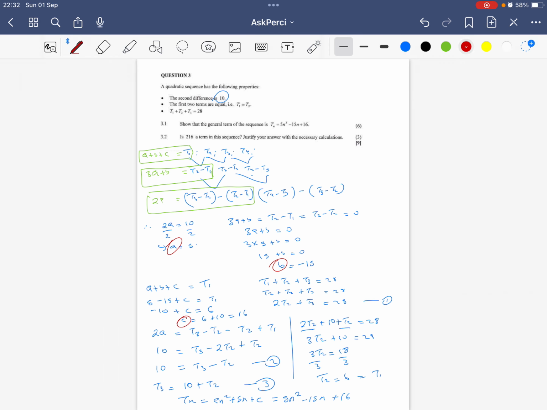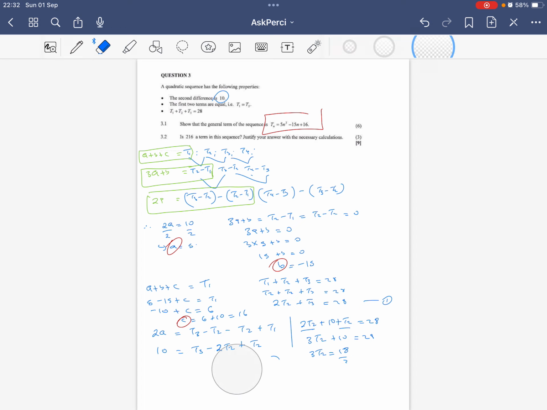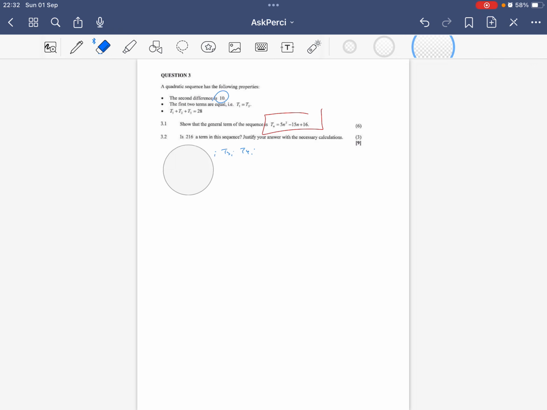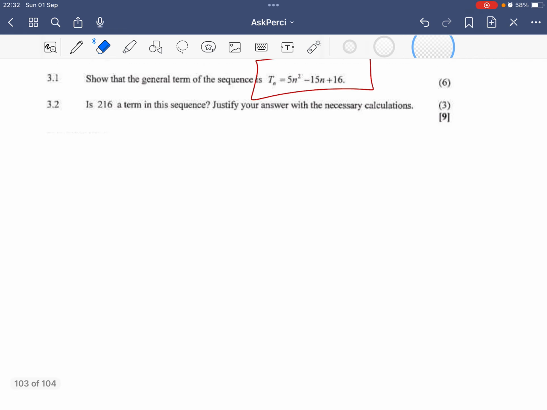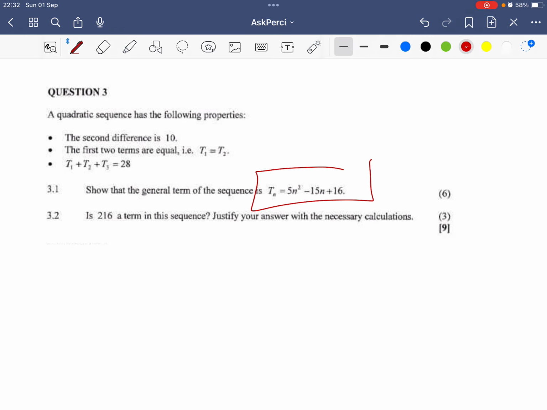And this is exactly that. Boom! I like this question. I love it. Right, let's go to 3.2. If you don't understand what we did here, let me know. I'm happy to do the magic and answer the questions.